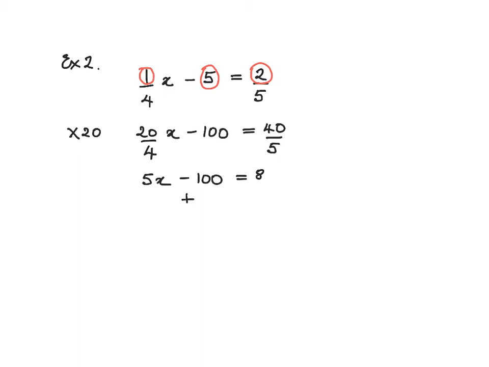We'll add 100 to both sides to get the 5x term on its own. 8 plus 100 is 108. That leaves us with 5x on the left hand side. We'll divide by 5 and x equals 108 over 5.